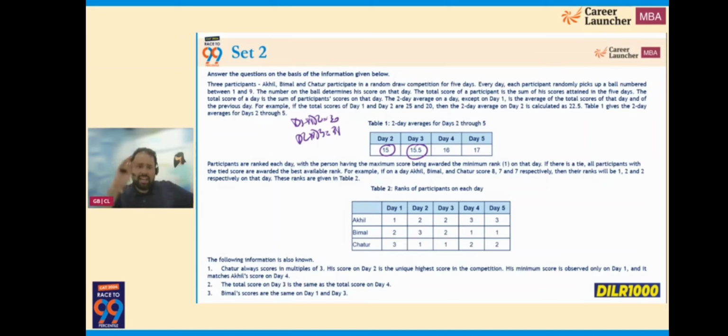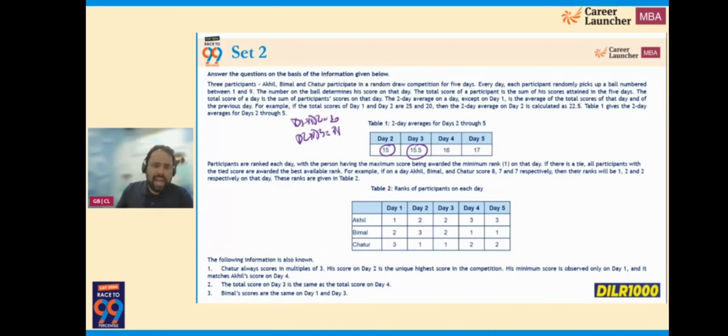Lovely. What's next? Participants are ranked each day with the person having the maximum score being awarded the minimum rank. The one with the max score gets the minimum rank 1, the topper gets 1, max score gets rank 1, so it's in line with what we understand, perfect. If there is a tie, all participants with the tied score are awarded the best available rank. For example, if on a day Akhil, Vimal and Chatur score 8, 7, 7 respectively, then their ranks will be 1, 2 and 2 respectively on that day. So not 1 and 3, it's 1, 2 and 2, both get rank 2. Okay, these ranks are given in the table.